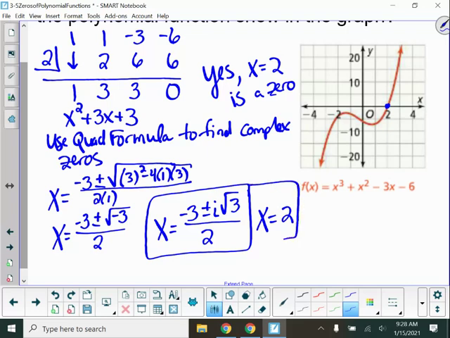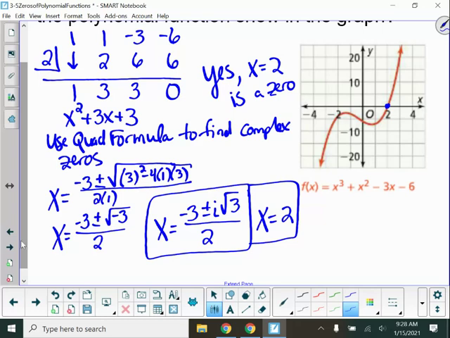x equals 2 is my real zero. This is to the third power, which means it has to have 3 zeros. And I believe we're going to talk about that more in 3-6. So I have 1 that's real, and then the 2 that are complex, 1 with the plus, 1 with the minus.